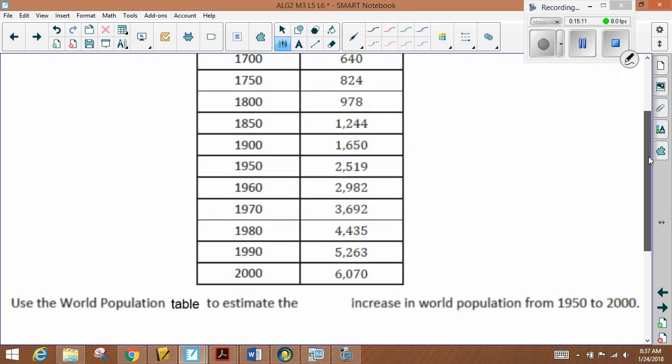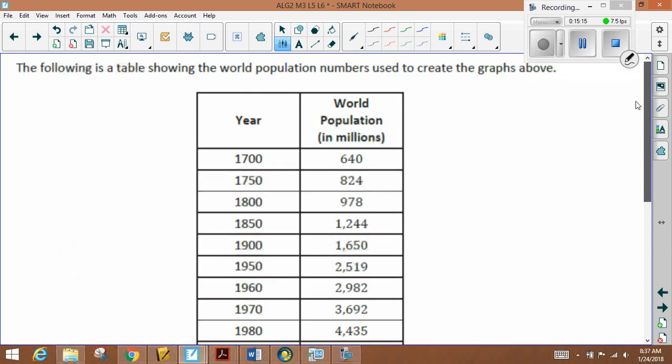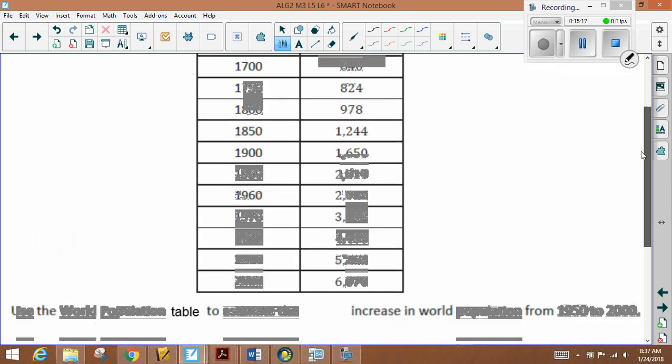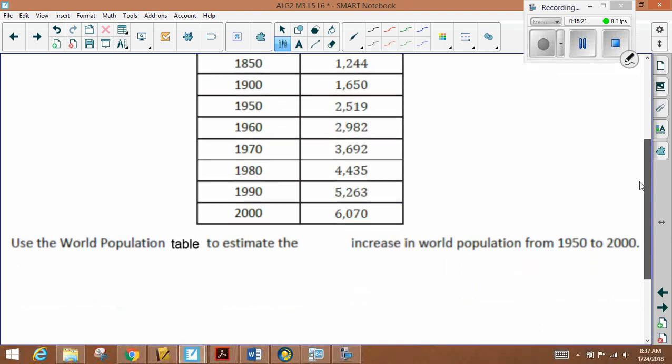So what if I wanted to find out, so I have this table of values. This is also world population growth. And I would like to estimate the increase in world population from 1950 to 2000. So we're estimating not necessarily the percent increase, but the rate.